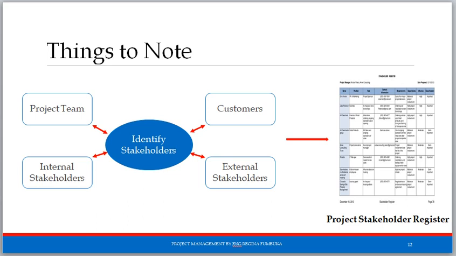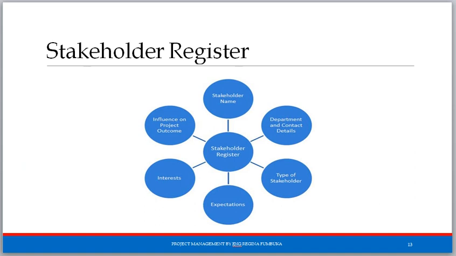Now after identifying them, you create a document called the Stakeholder Register, within it inakuwa na what I mentioned before: the stakeholder's name, the contact details, aina ya stakeholder if it's internal or external stakeholder, the expectations, his or her interest, pamoja na influence on your outcome if it is high or low, or it's medium.